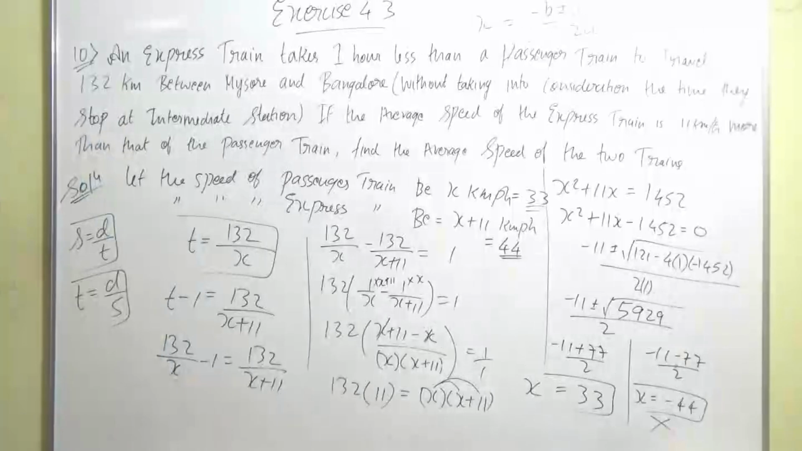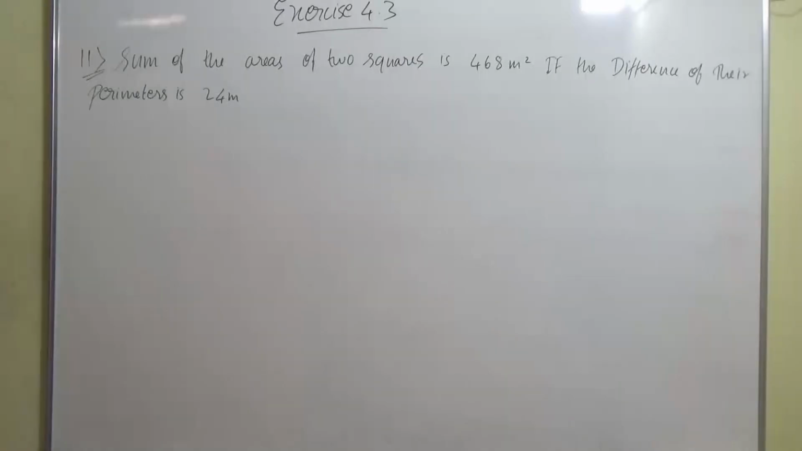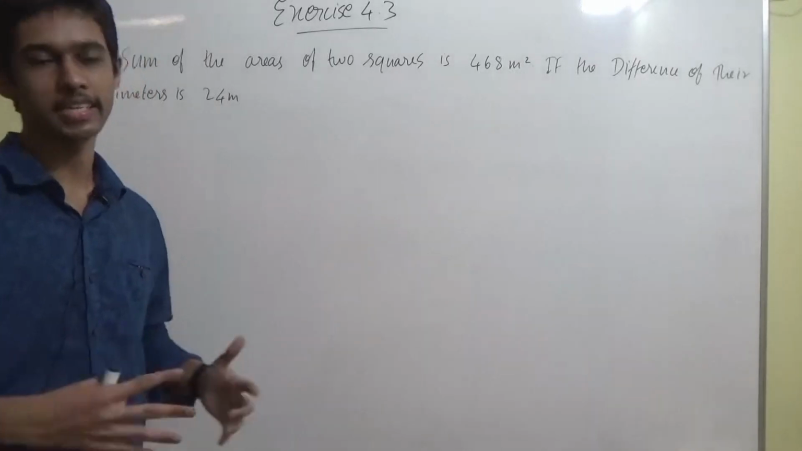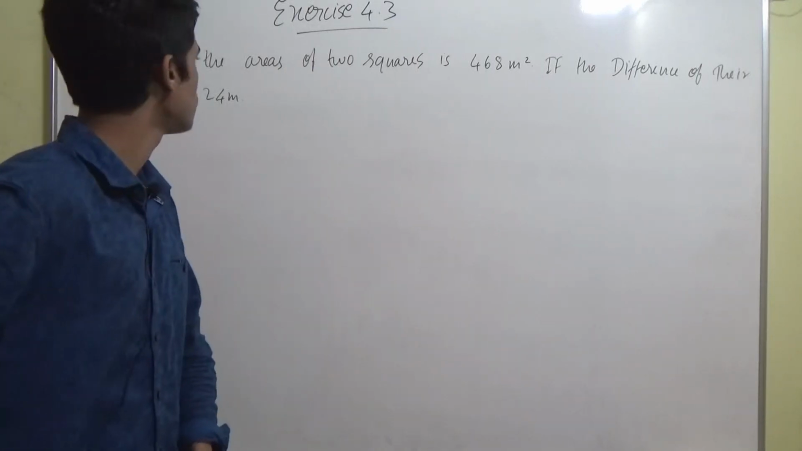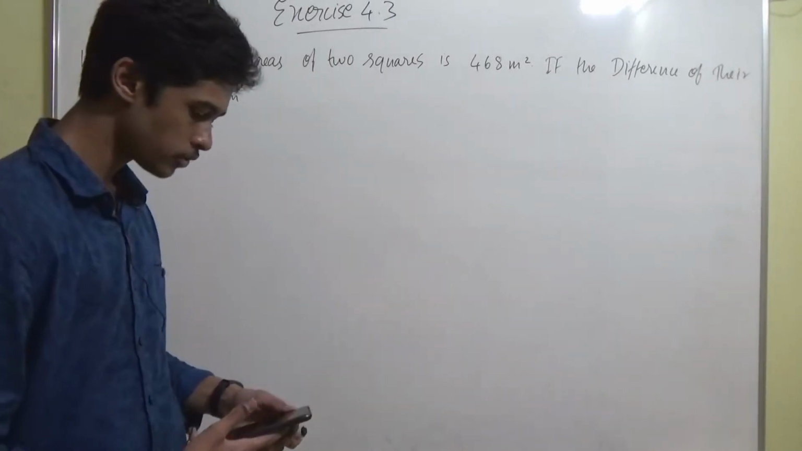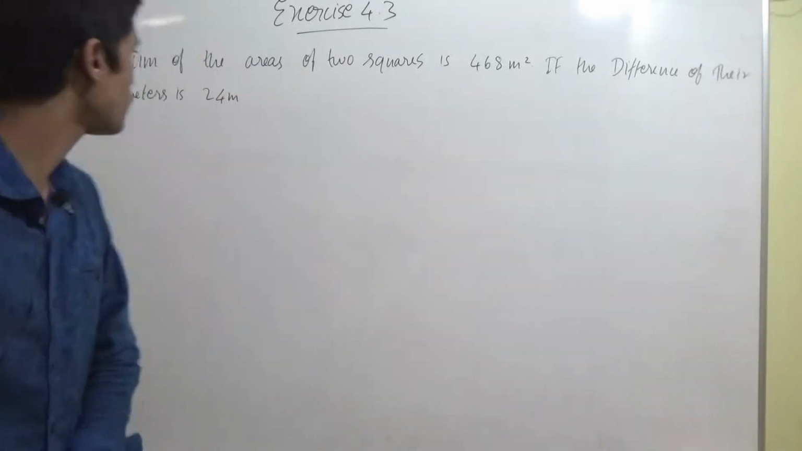After this, let's go to the 11th question and the last question of this exercise. Okay guys, now let's go to question number 11. The question says the sum of the areas of two squares is 468 meter square, and the difference of the perimeters is 24 meter. I didn't write the question fully, I guess. We have to find the sides of the squares. Find the sides of the two squares.